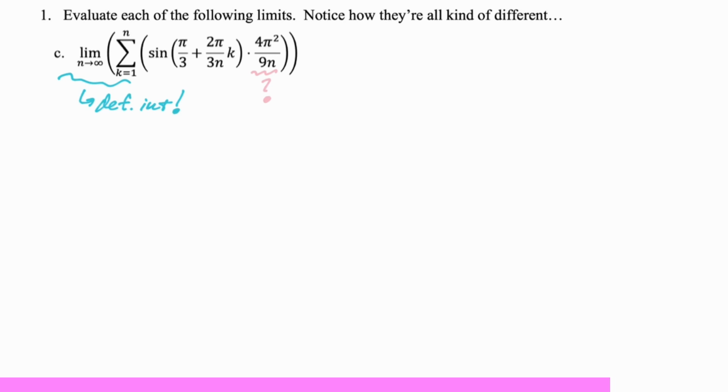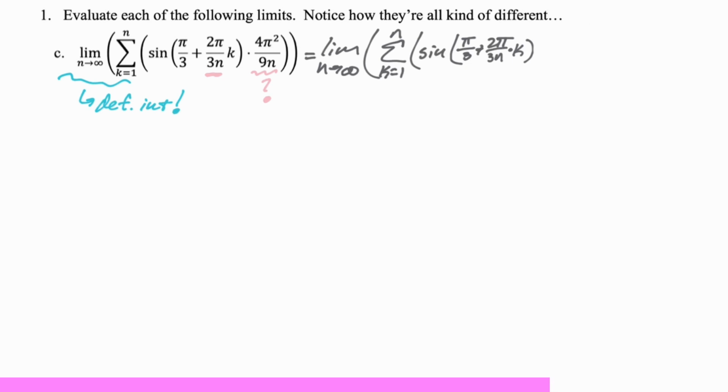It's over n, so I'm thinking it's probably related to delta x. So I'm going to look through and try to find a different place where delta x is. And you can see it's here. We have 2 pi k over 3n. So I think delta x is 2 pi over 3n.